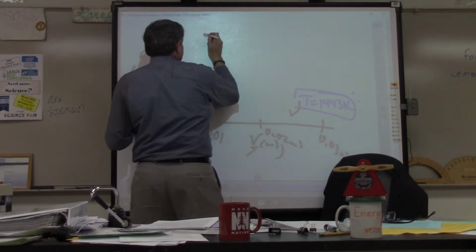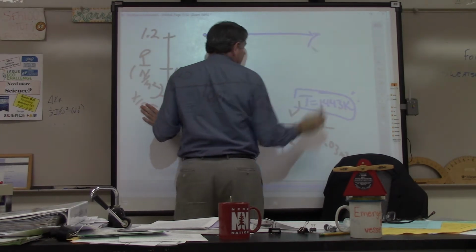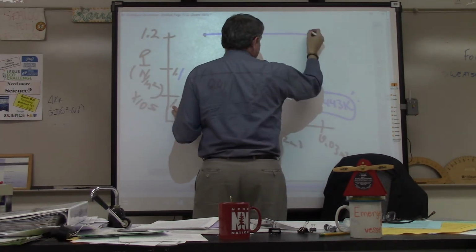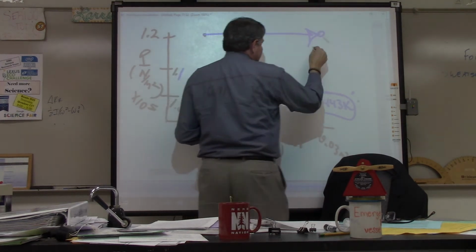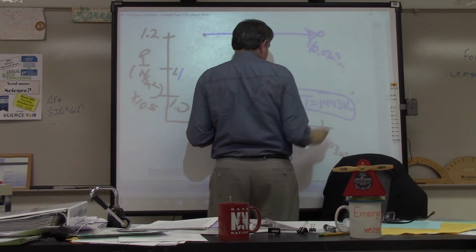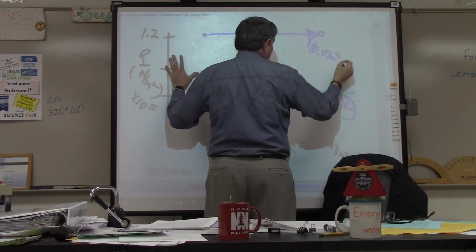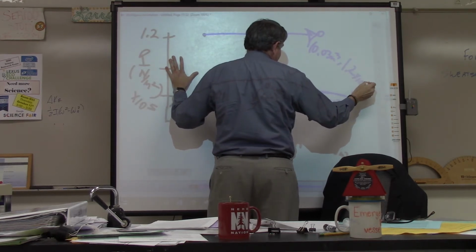Okay, so here's what I'm going to do, is I'm going to take this line across like this until I hit this point. At this point, I'm at 0.03 cubic meters, and my pressure is still 1.2 times 10 to the fifth.